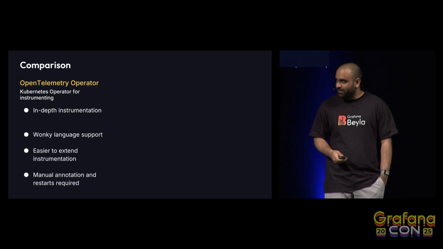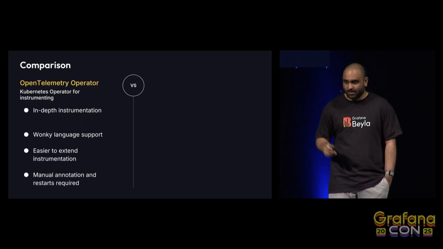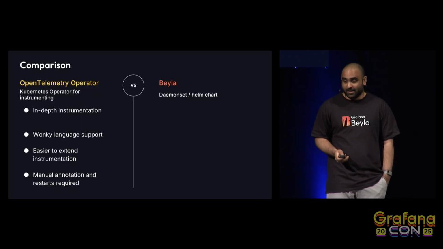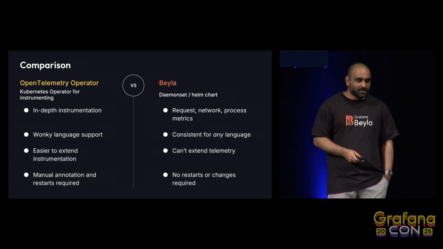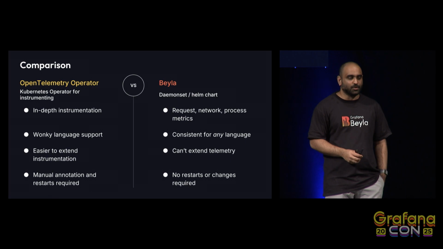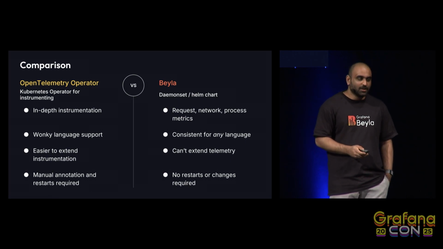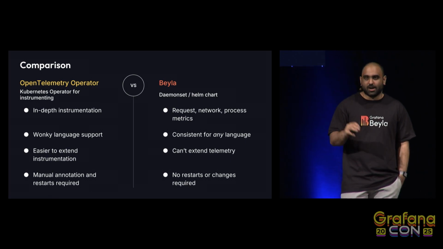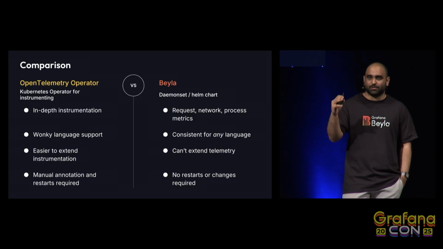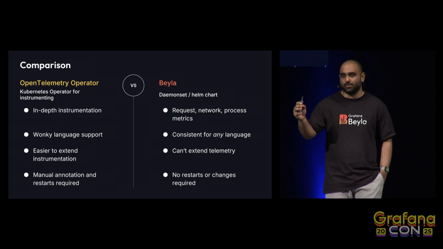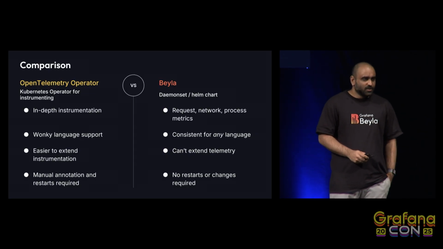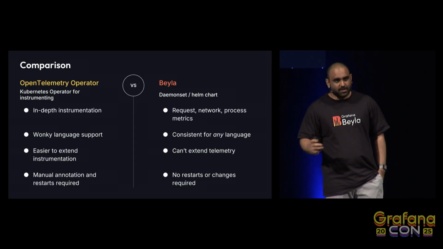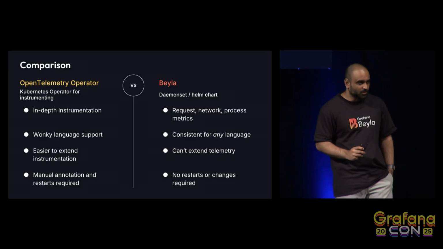On the other hand, we have Beyla, which is just a daemon set that you run. It's a simple Helm chart, and it gives you everything out of the box for all the languages. However, the drawback is that you can't extend the telemetry. Whatever Beyla gives you is the final telemetry. You can't add additional context in the code itself. Cool. Well, I chose Beyla because it has eBPF, and eBPF will get me to conferences.